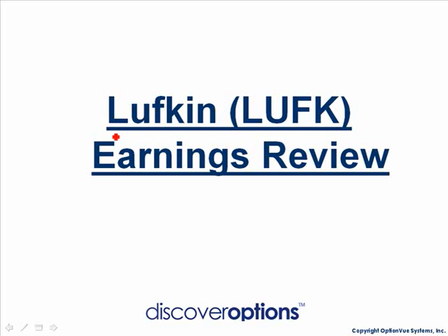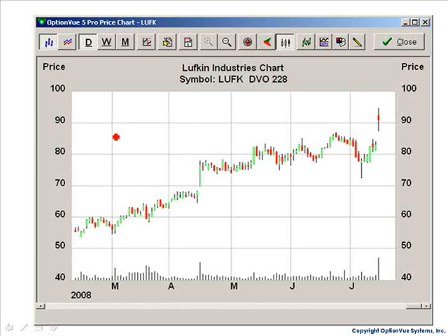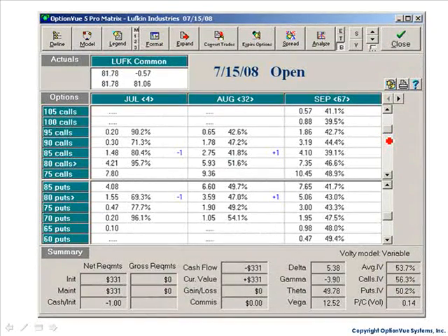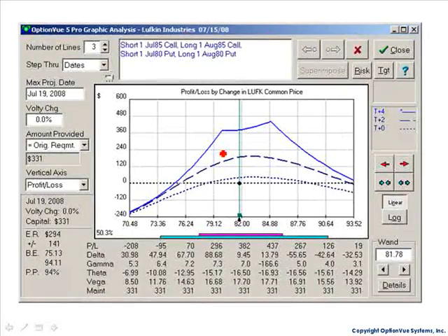Let's review Lufkin. Last session, we went over Lufkin and what happened with that. Look at this. Lufkin gapped up huge on its earnings. So what did that do to the calendar spread we were talking about? If you recall, we talked about a double calendar back on Tuesday. Had you put on a double calendar there, taking advantage of the much more expensive options in the front month than the back month, your risk graph would have looked something like this.